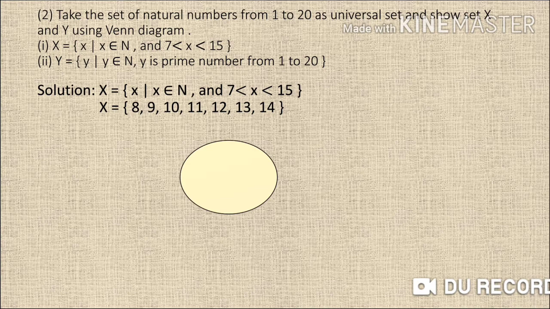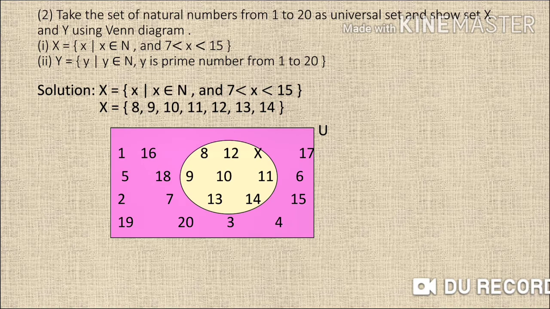It contains elements 1, 2, 3, 4 till 20. Now set X contains elements which are more than 7. So elements start from 8: 8, 9, 10, 11, 12, 13 and 14. So to represent it by Venn diagram, universal set is shown by a rectangle. Set X is shown by a circle.